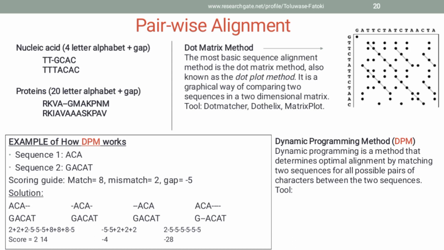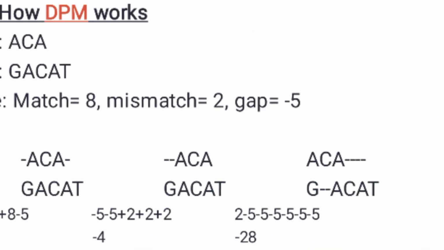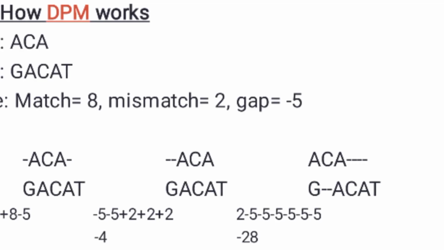For the third one, you have a gap, which is a score of -5. Then you have a match. Okay, you have another gap. You cannot see, so let me expand this. You have another gap, so that's another -5. Then you have a mismatch, which is AC. That is a +2. Then you have another mismatch, which is CA, another +2. Then you have another mismatch, which is AT, a +2. Summing together, you have -4.